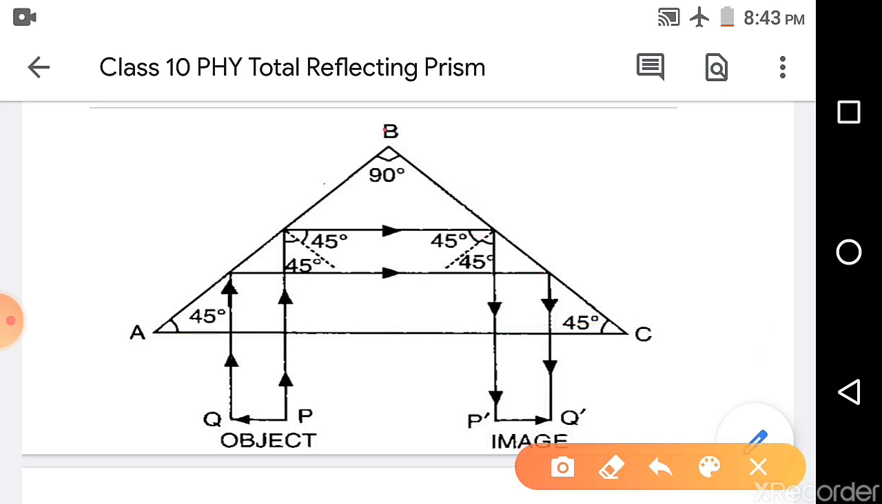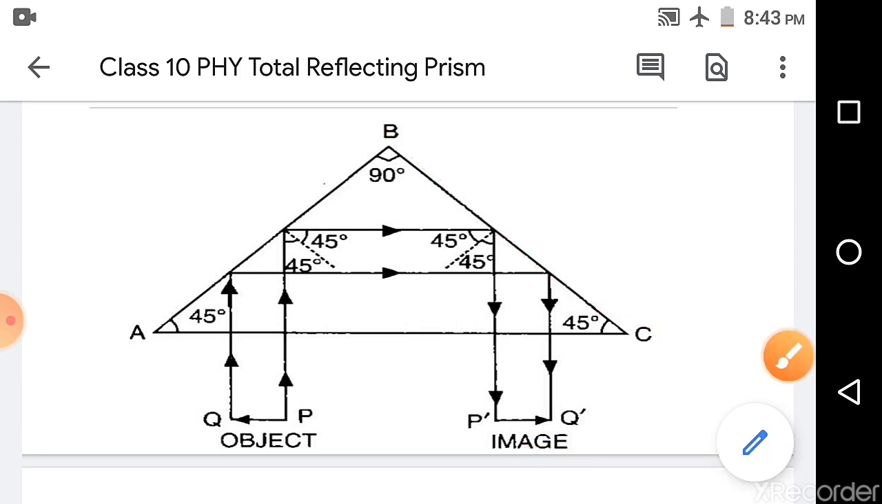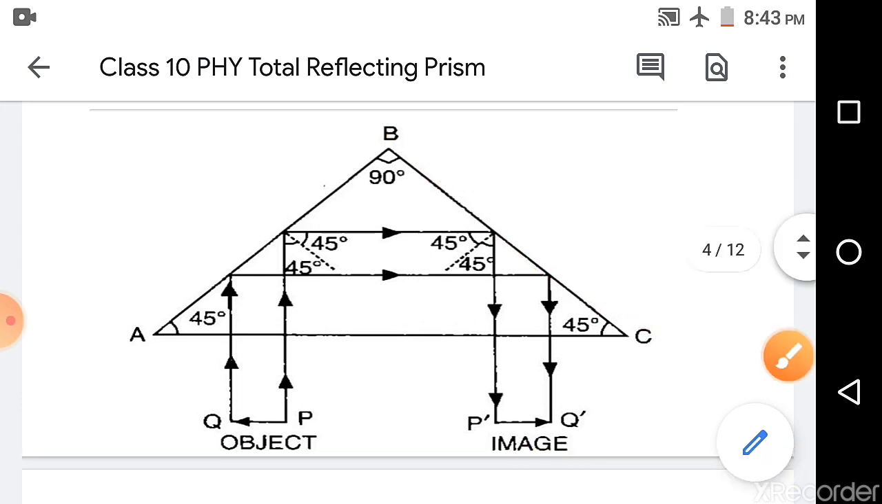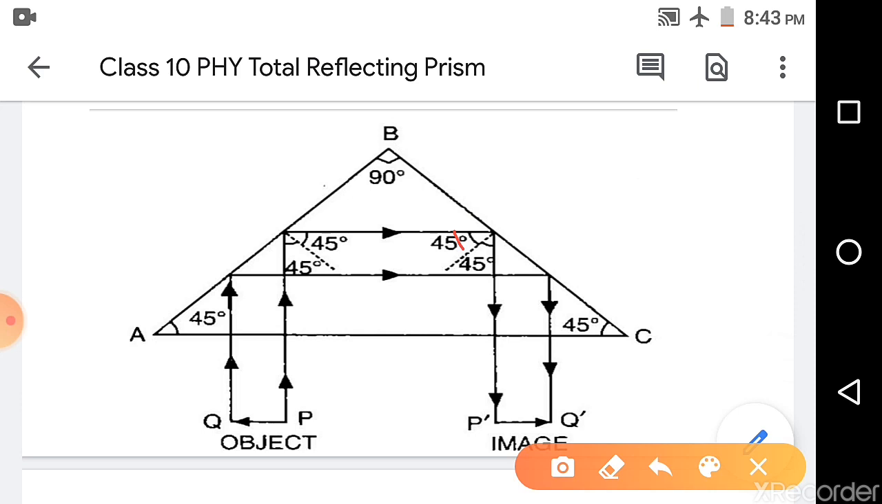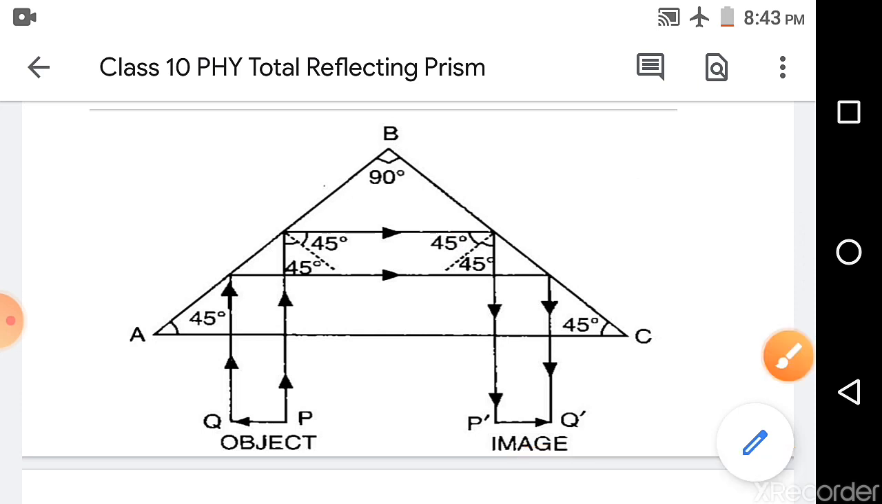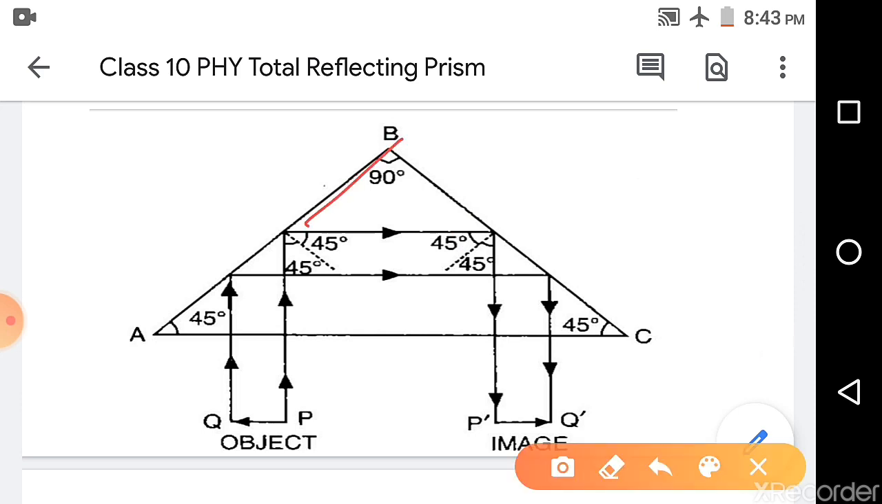As those are incident on the surface BC, the angle of incidence is again 45 degrees. We can find out how this angle is 45 degrees. See, for this triangle, this angle is 90 degrees and this angle is 45 degrees. Because this angle is 45 degrees, this angle is also 45 degrees. Again, if you draw the normal, this part is also 45 degrees. So it is incident with an angle of 45 degrees, and total internal reflection occurs, so it is reflected by an angle of 45 degrees.